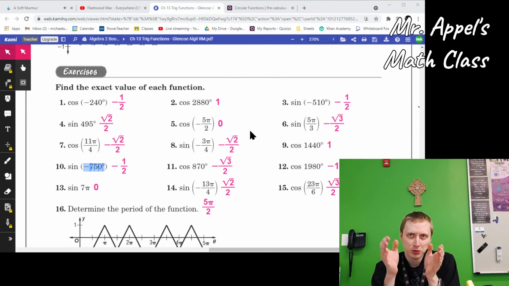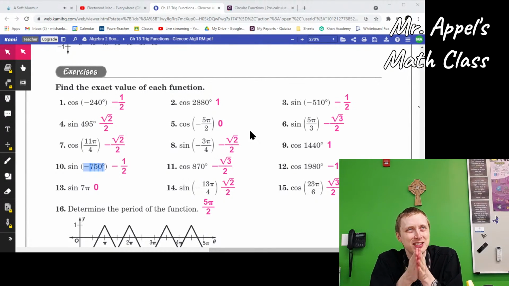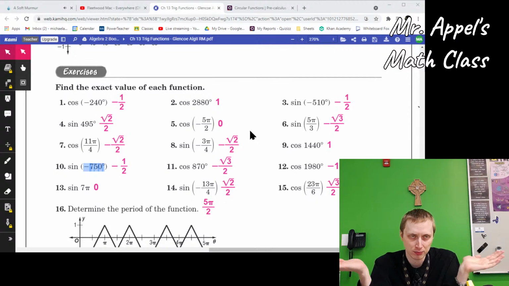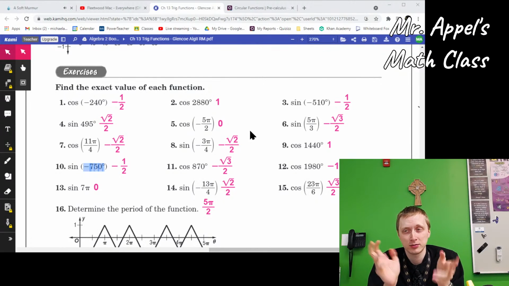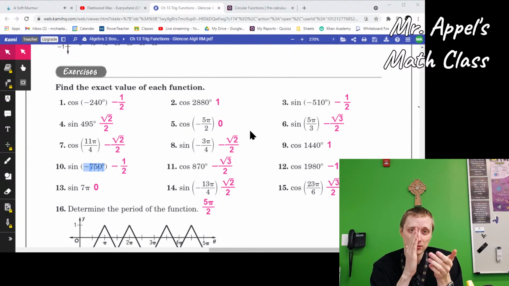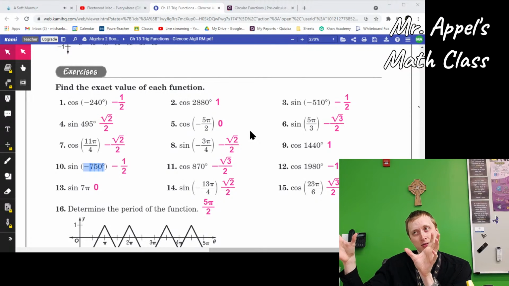So our usual, what do I want to say? It's not actually the domain, right? Because the allowable domain is all real numbers. But the ones we want, the ideal domain, I guess you could say, for sine and cosine are going to be between 0 and 360 degrees, or from 0 to 2 pi radians. And so if we are too big, we want to subtract off 360s until we get down to that.